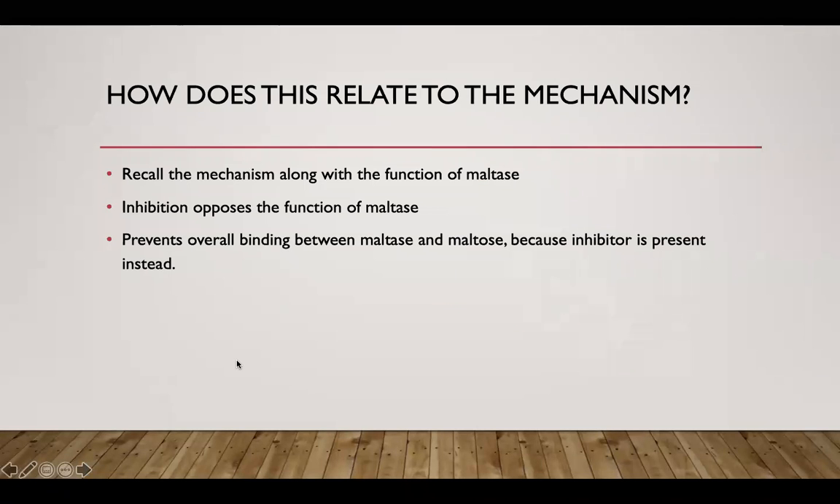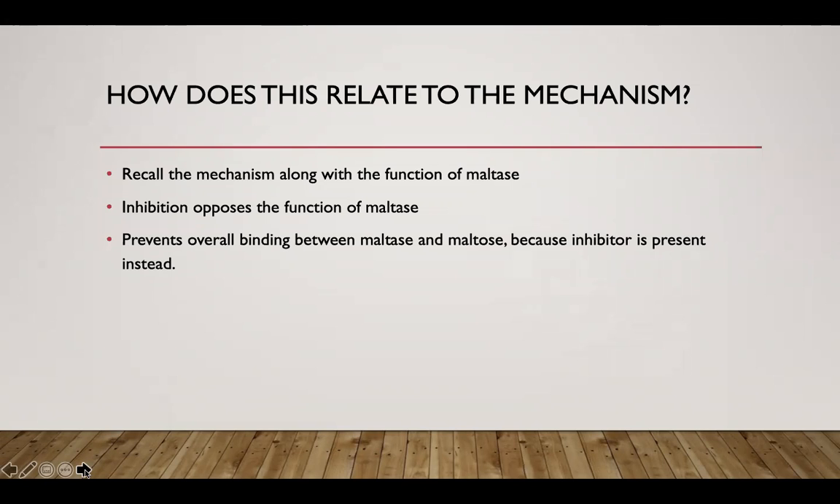The last thing I would like to conclude with is to draw on how this inhibition example relates to the overall mechanism of maltase. The first thing I'd like to recall from the mechanism is how it functions. Maltase is an enzyme which functions to speed up a chemical reaction. Specifically, as mentioned in the mechanism slide, maltase will bind to the substrate maltose in order to catalyze a hydrolysis reaction. However, with an inhibitor now present, it prevents this from occurring.